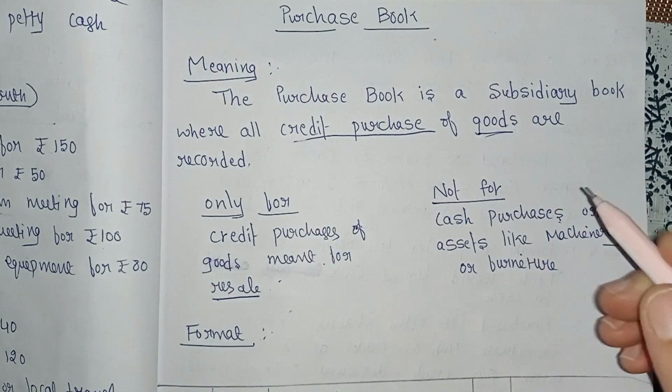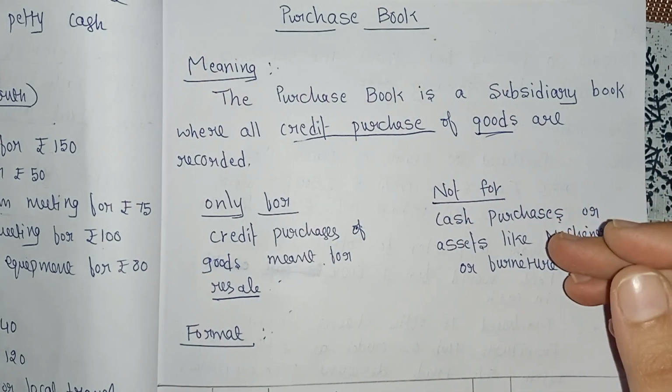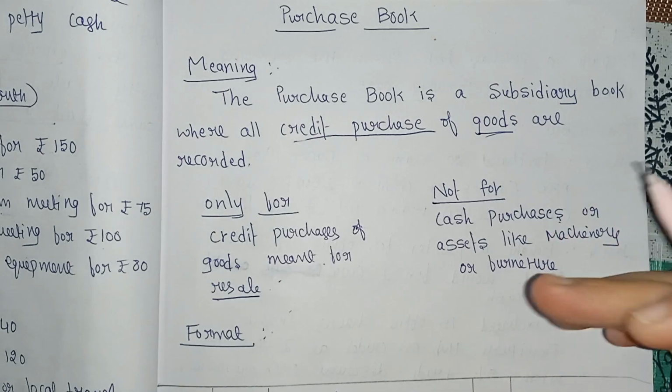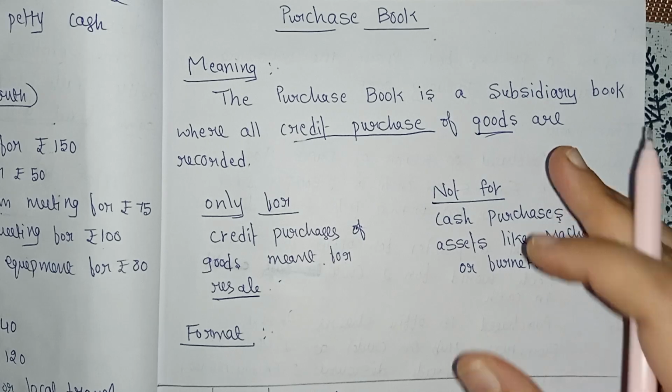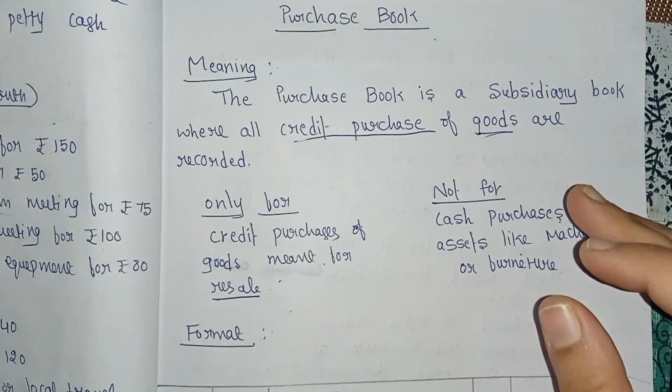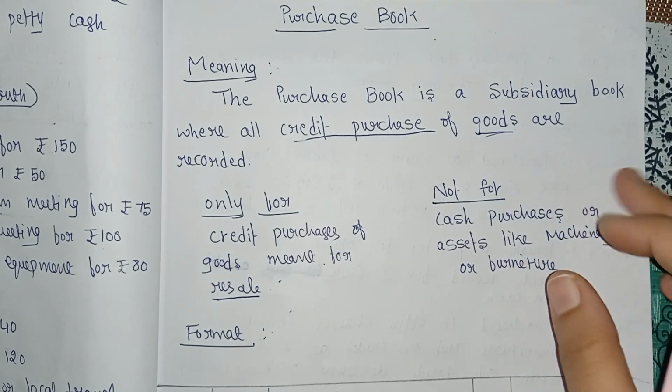The goods purchased on credit we will not use for office purposes or any business purpose. We have to sell them to the customers in the ordinary course of business. Only those transactions we are recording in the purchase book.